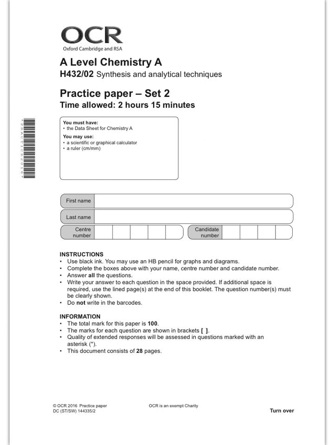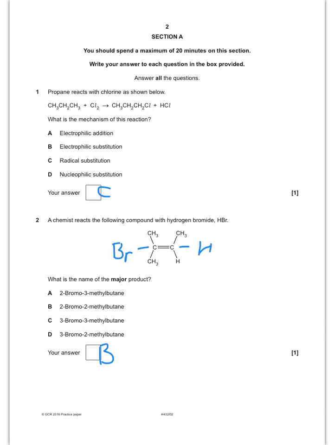So this is the third practice paper for synthesis and analytical techniques. So we start off with the multiple choice. We got propane reacting with chlorine as shown below. What type of mechanism is this?